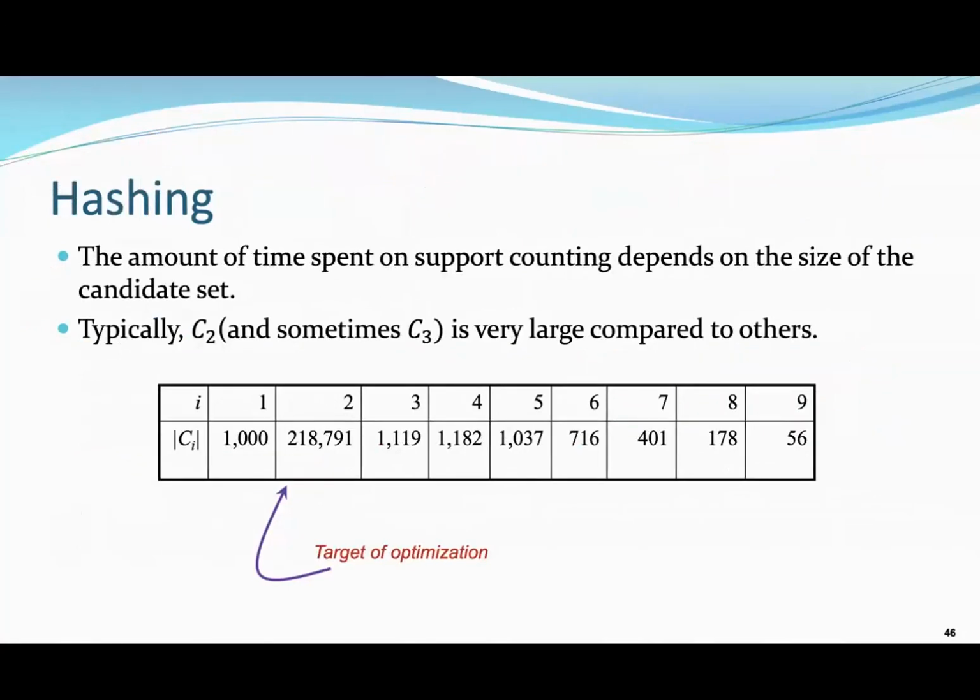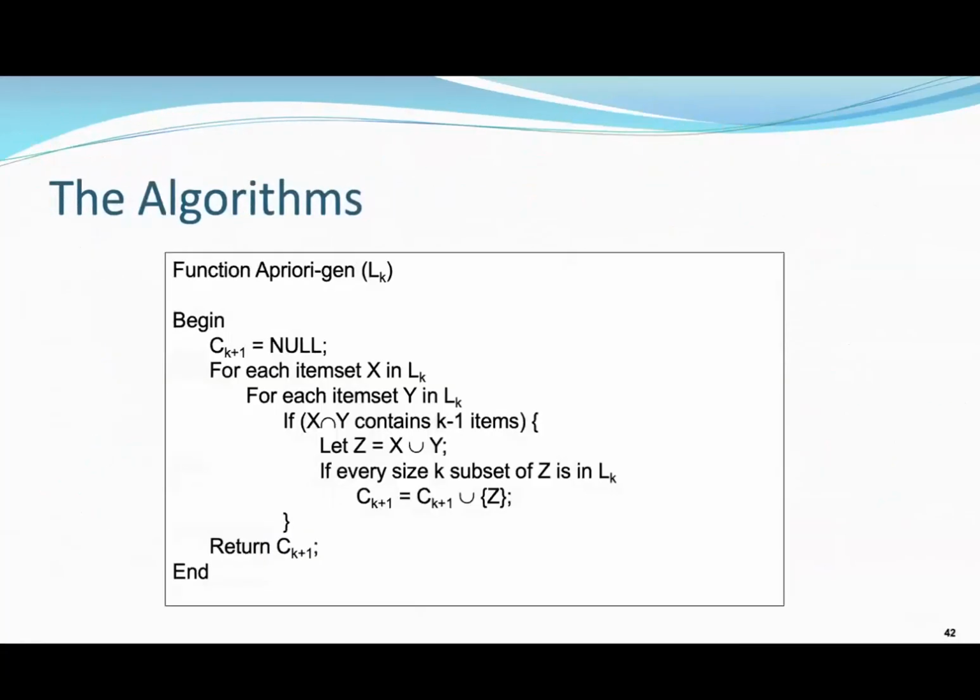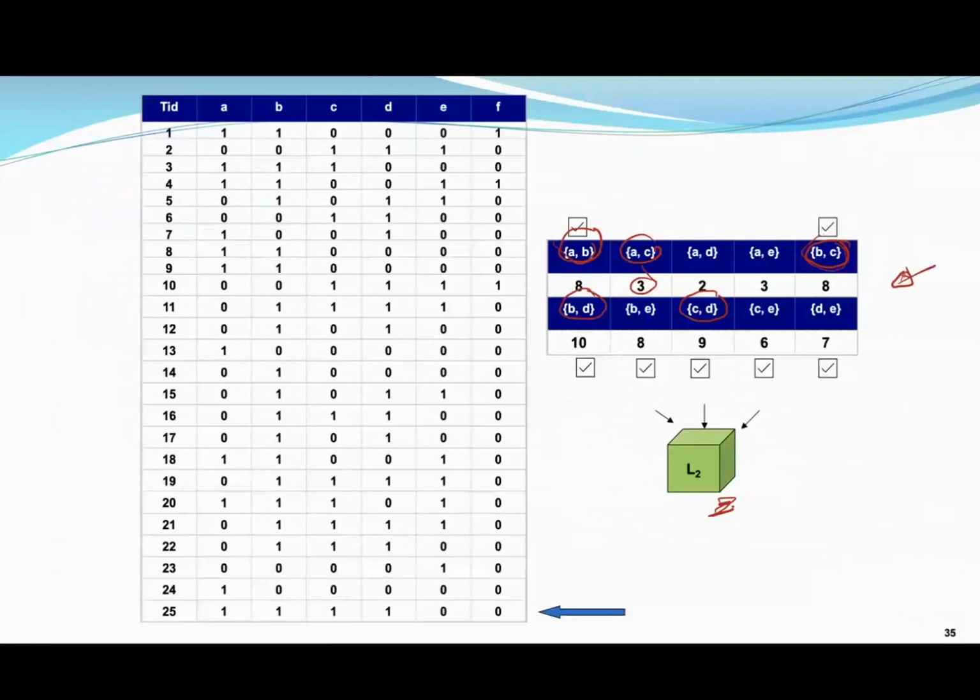Now, another approach to speed up Apriori is the hashing approach. So the idea here is this. The amount of time that we spend on support counting depends on the size of the candidate set. What do I mean? Well, let's take a look at any iteration in the Apriori algorithm.